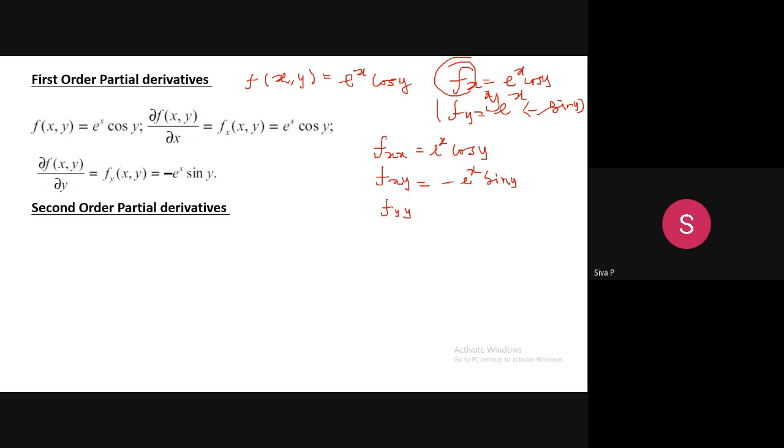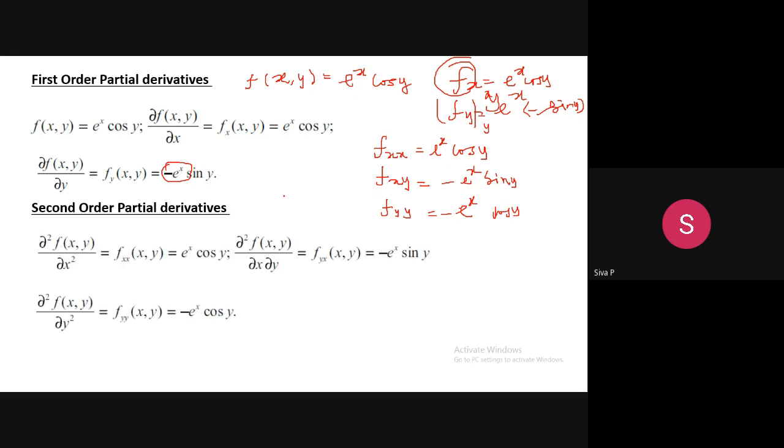What about fyy? Fyy means differentiation of fy with respect to y. Already minus e power x is there, so keep it as a constant. Differentiation of sin y is cos y. So minus e power x cos y. These are the first order derivatives, and these are the second order derivatives.